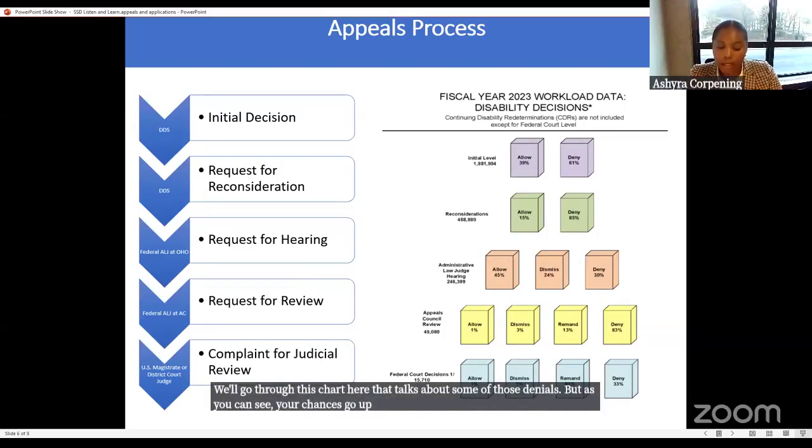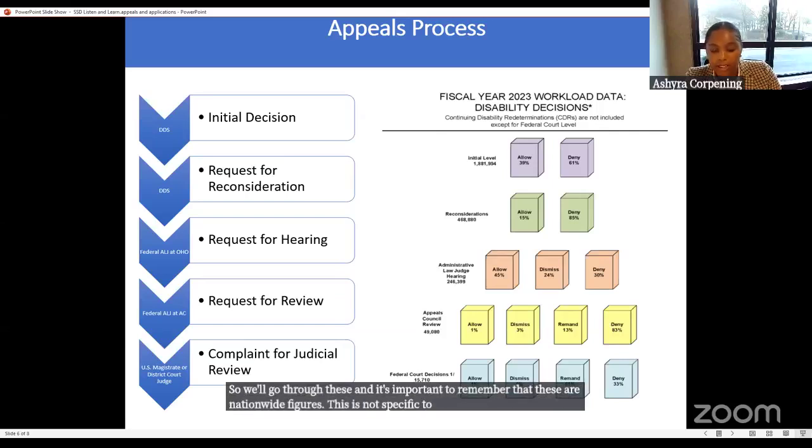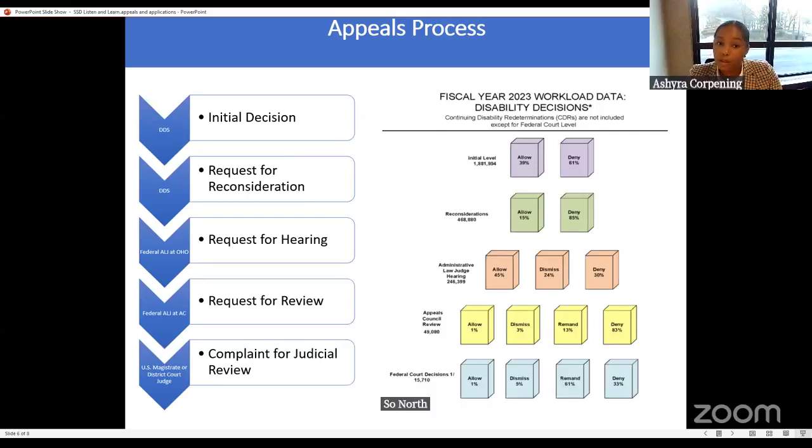So it's important to go through the appeals because the best chance of winning is actually down at the ALJ level. So we'll go through these, and it's important to remember that these are nationwide figures. This is not specific to North Carolina. So North Carolina could differ a little bit from the numbers that we see here.